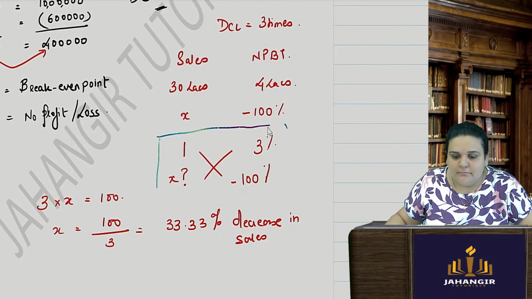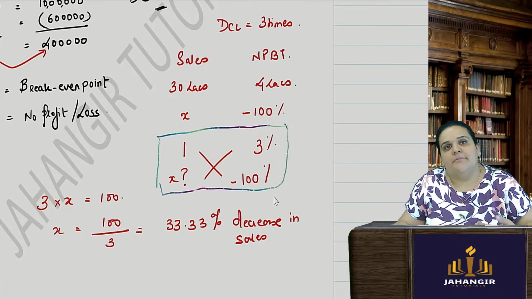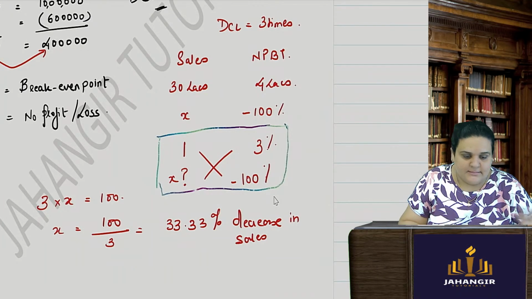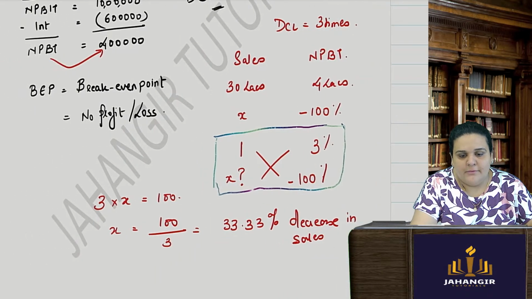In the previous sum, they were giving us the change in the sales and we were finding NPBT. Right now they are telling me the change in the NPBT and I am finding the sales. That's it. There is nothing new. Now coming to the next question.